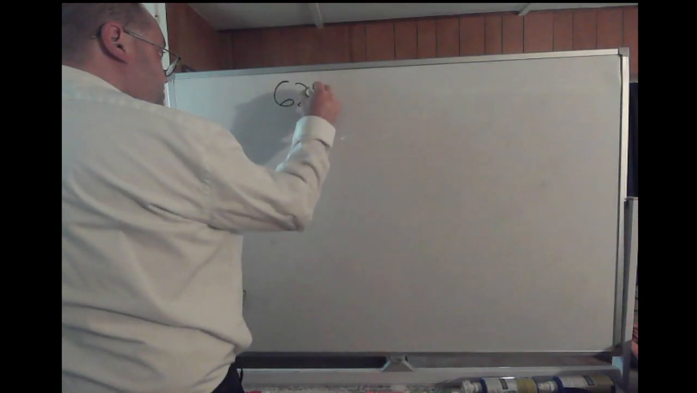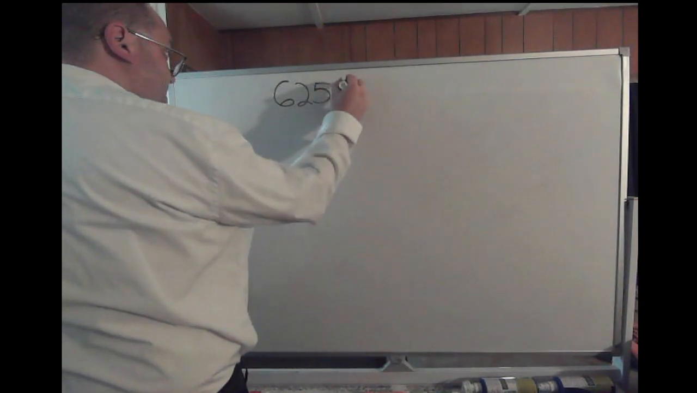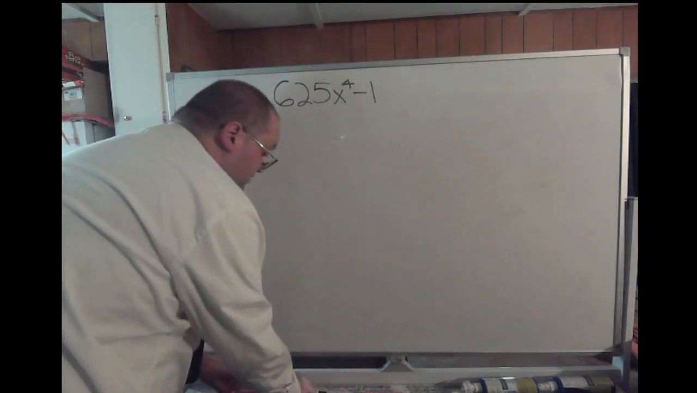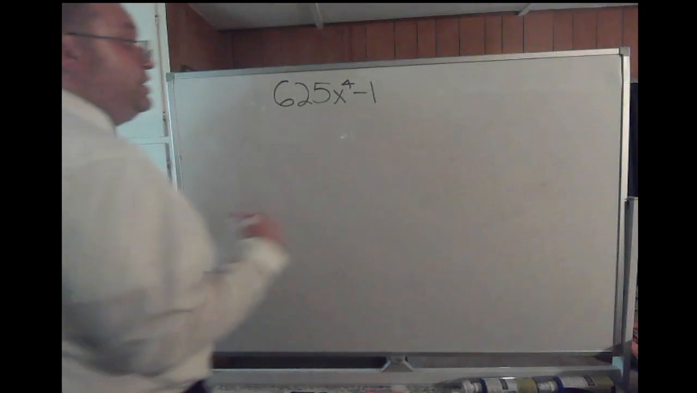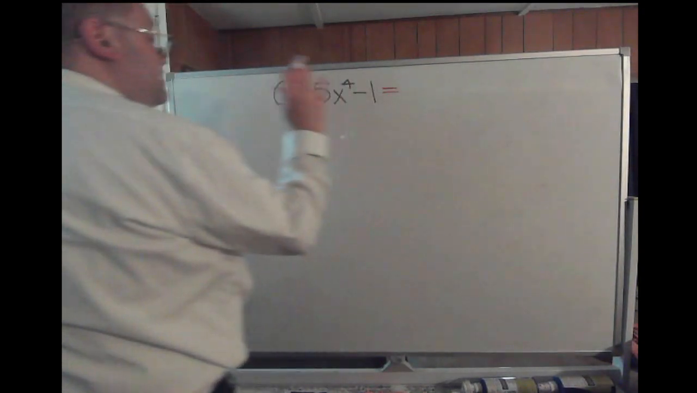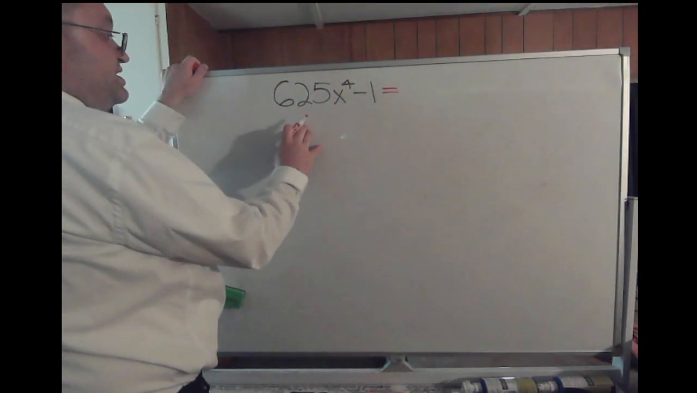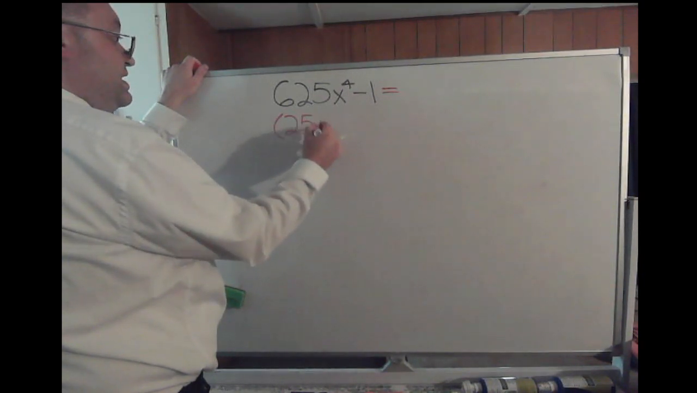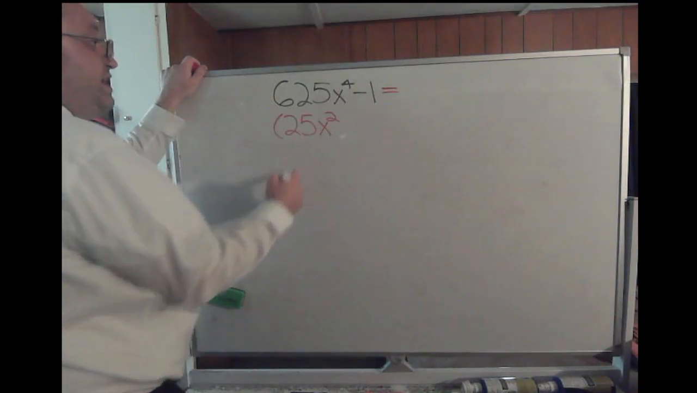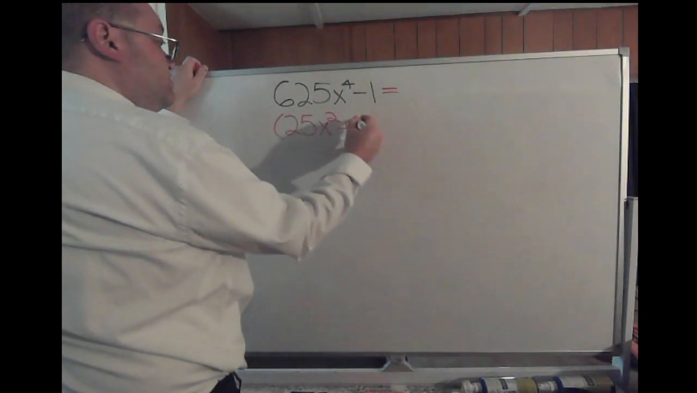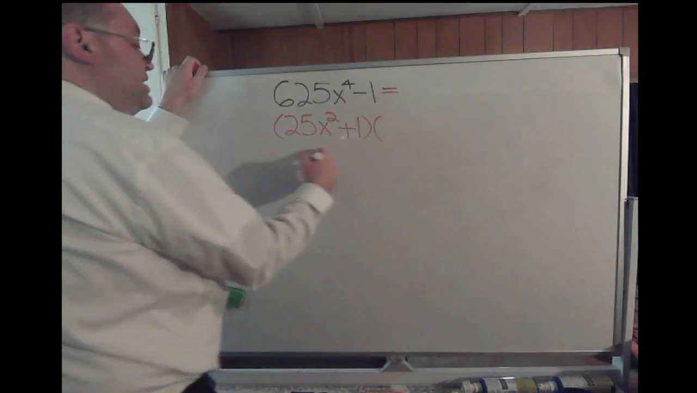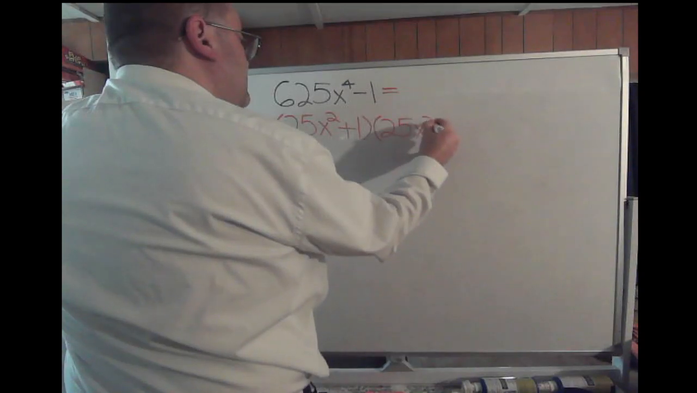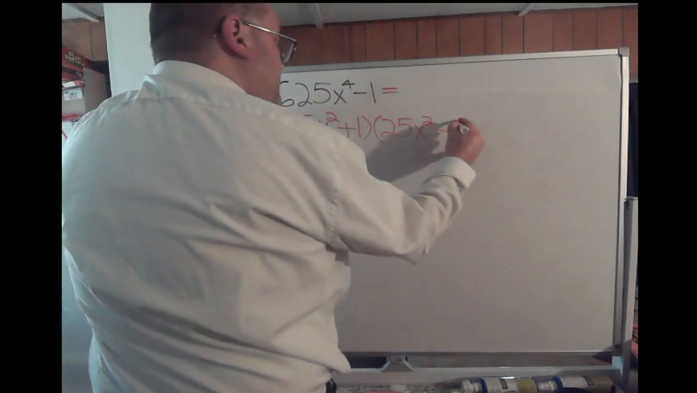We have 625x to the fourth minus 1. So we got 625x to the fourth minus 1. Well, let's take the square root of 625, which would be 25. Square root of x to the fourth, that's x squared. So you get 25x squared plus the square root of 1, which is 1, times the quantity of, again, 25x squared minus the square root of 1, which would be 1.